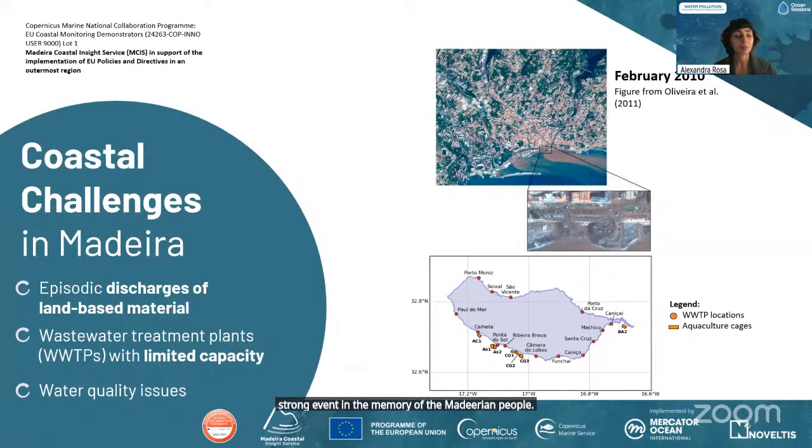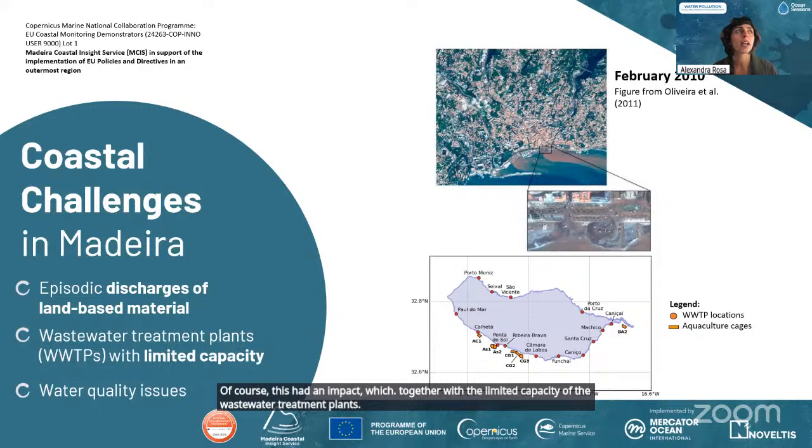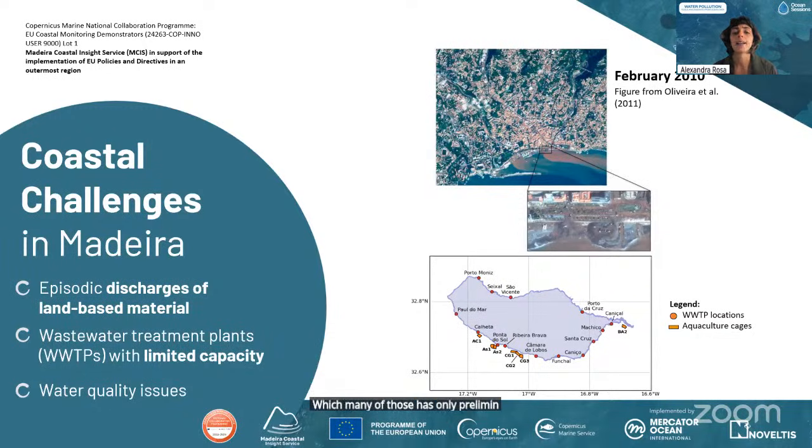Of course, this had an impact which, together with the limited capacity of the wastewater treatment plants, many of which have only preliminary or primary treatment level, can lead to water quality issues which can affect different kinds of economic activities that occur in the coastal areas, such as aquaculture and, of course, tourism.